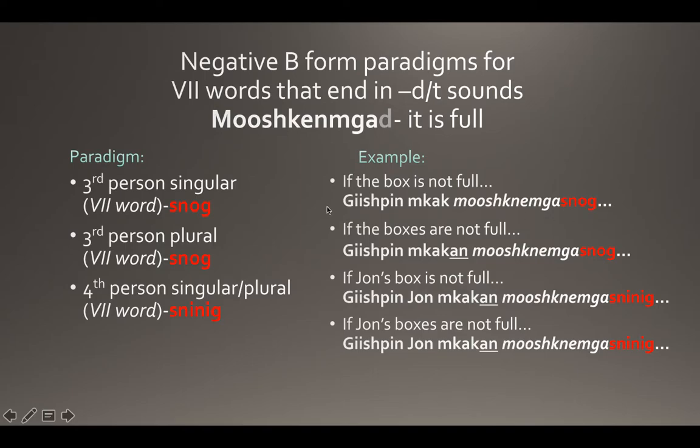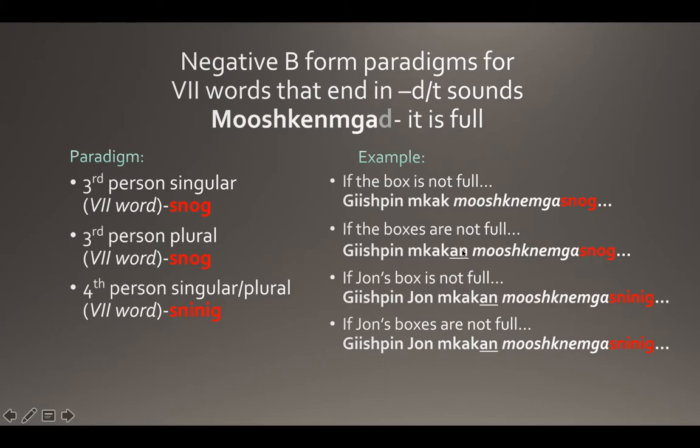Moving on to its plural counterpart. So that's if the boxes are not full. So we got gishbin is if, mkuk is box, but mkukun is boxes. Then we have our verb, moshnem gud, but we replace the D sound here with snug. That's why there's no D here. We replace it with snug. All right, so that makes it negative as well and completes our B form phrase. So altogether, that's gishbin mkukun moshnem ga snug.